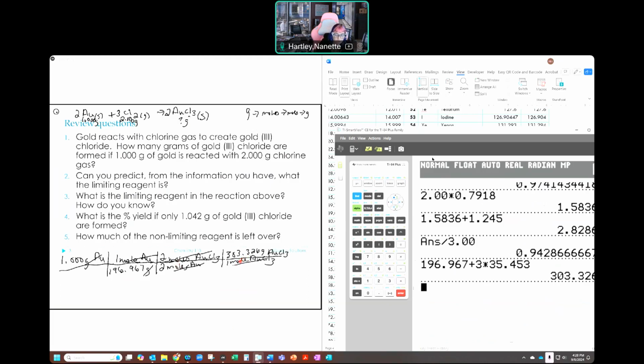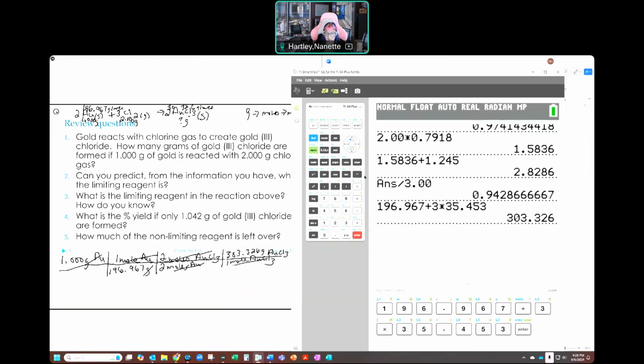And one of the things that you'll note is that as time goes by, I'll start putting 196.967 grams per mole here, and then I'll put 303.326 grams per mole there. That way I'll have those molecular weights to work with. If I do all of this happy math, then that should tell me what I'm looking for.